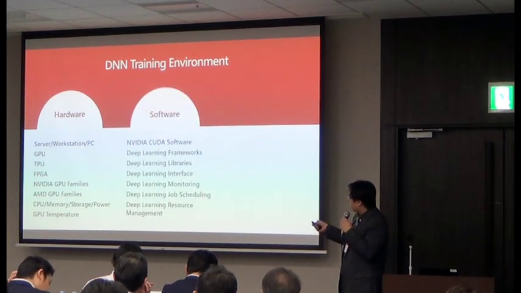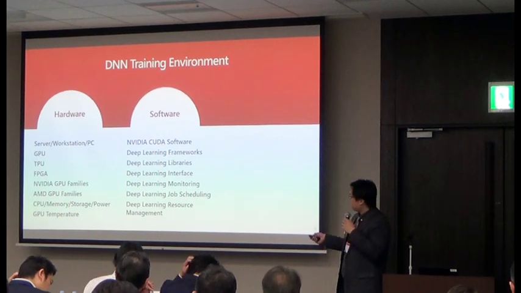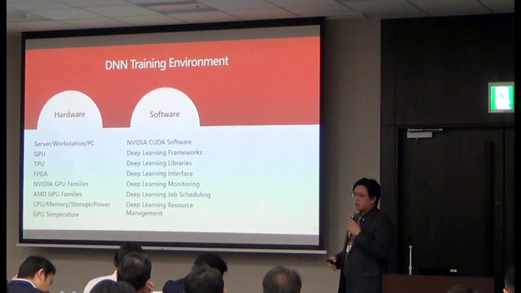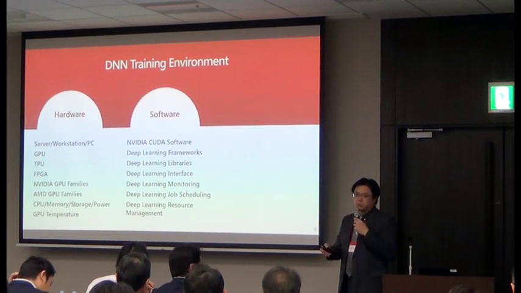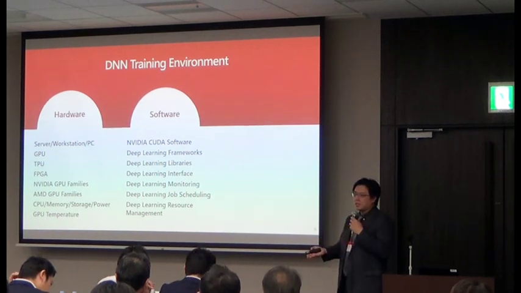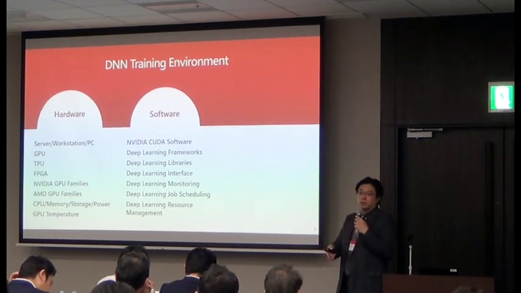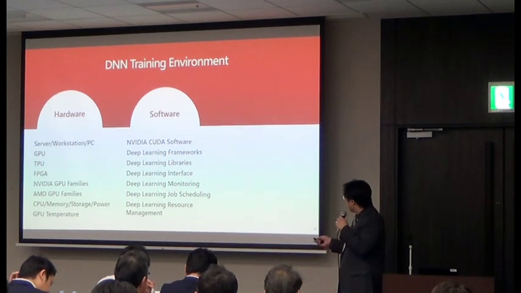And once you have hardware, you have to take care of software: the NVIDIA ecosystem and deep learning libraries, frameworks, interfaces. Not everyone is a computer science guy. You need a web portal, an easy-to-use management tool, and job scheduling because the GPU resource is expensive. So many people want to use it together at the same time. So you have to do job scheduling and job management.